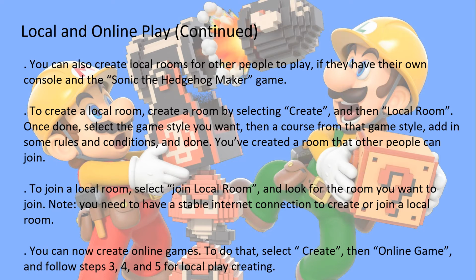If you want to host a game for others that are near you, you can create local rooms for other people to play, if they have their own game console and the Sonic the Hedgehog Maker game itself. To create a local room, select Create, and then Local Room. Then select the game style you want, add in some rules and conditions, and done. You have created a room that other people can join. To join a local room, select Join Local Room and look for the room you want to join. You will need a stable internet connection to create or join a local room. Otherwise, you will not have access to it until you get connected to the internet.